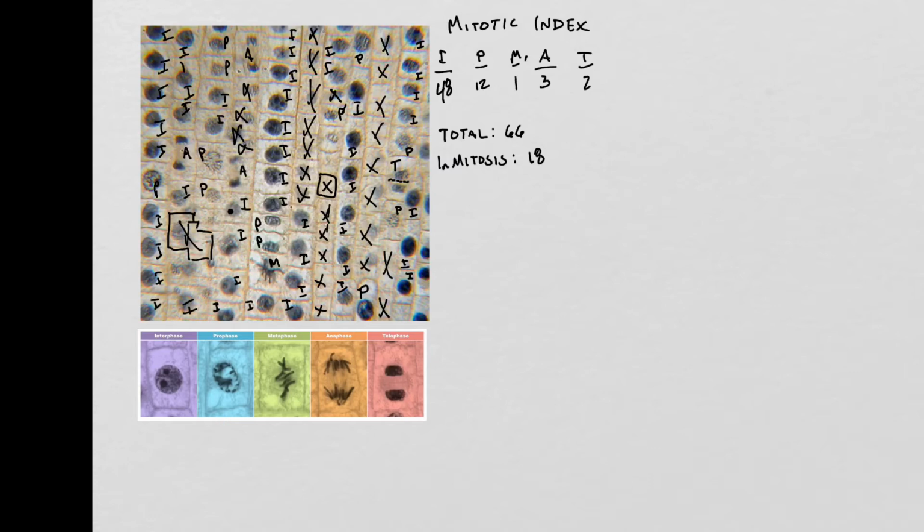Okay, so we have 18 cells that are in mitosis. We have 66 total cells. So to find our mitotic index, we take 18 divided by 66, and we get 0.27. So this is a little bit like a percent, but we don't turn it into a percent. So we say that about 27% of these cells are in mitosis. And that's where we are.